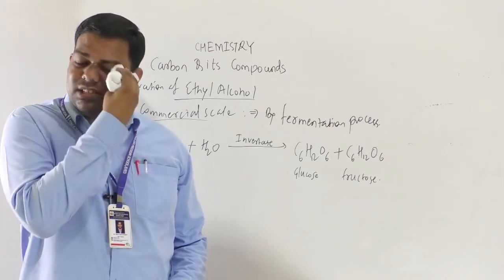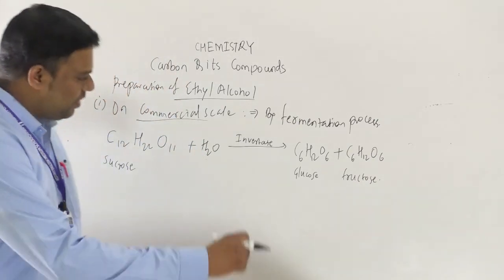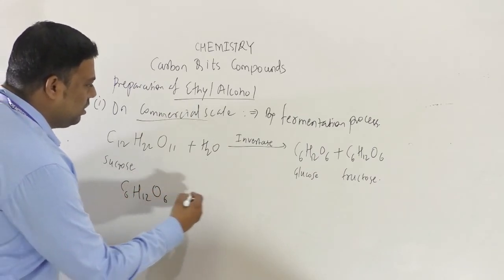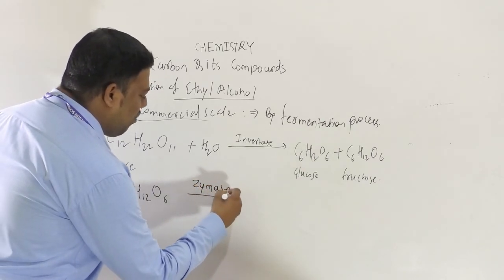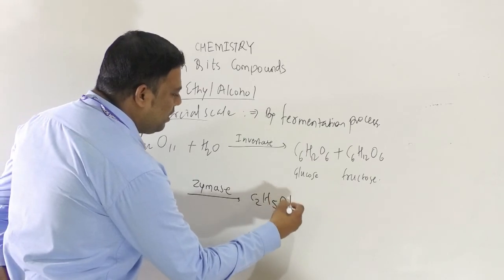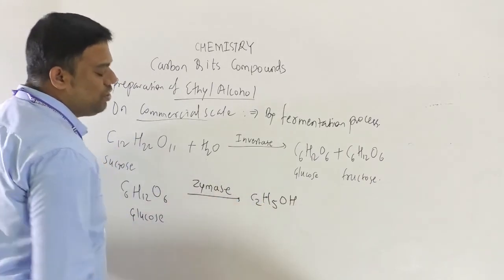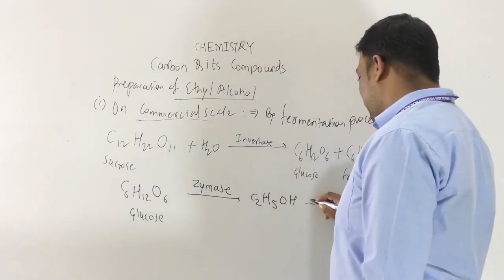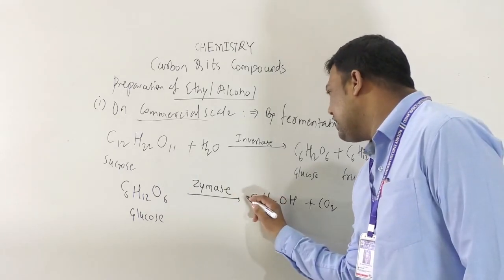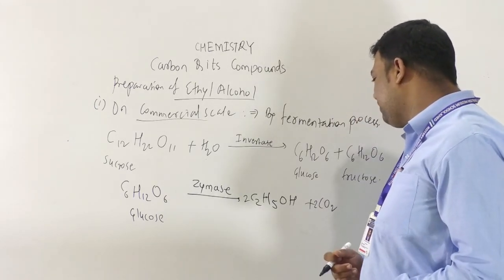In the first step we discussed how glucose forms. In the next step, we have to concentrate on how glucose, with the help of the enzyme zymase, reacts. C6H12O6 in the presence of the enzyme zymase gives C2H5OH, or we can write CH3CH2OH, plus carbon dioxide gas, CO2. To balance this reaction, there are already 6 carbons, so 2 here and 2 here, and our reaction is balanced.